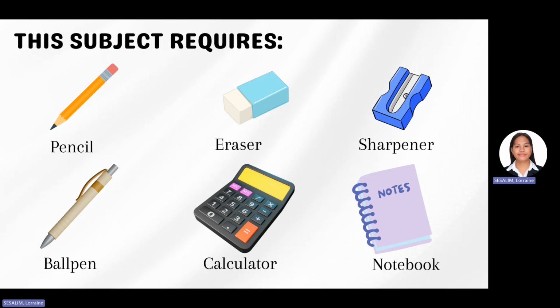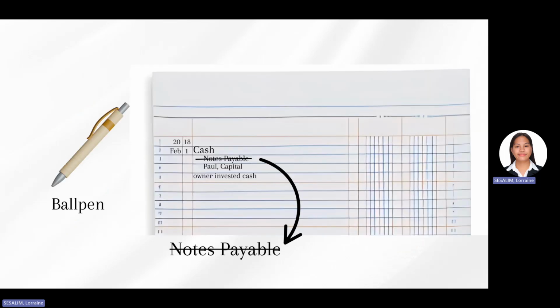That is why we use pencil for drafting entries, and when we commit mistake, we can use eraser to erase it. We have sharpener to sharpen our pencil. And once we are sure of our answer, we can use our ball pen to write it down. But there are some instances that mistake can occur. That is why we have strike-through system. That means placing a single line over the incorrect entry and writing the correct one above or below.